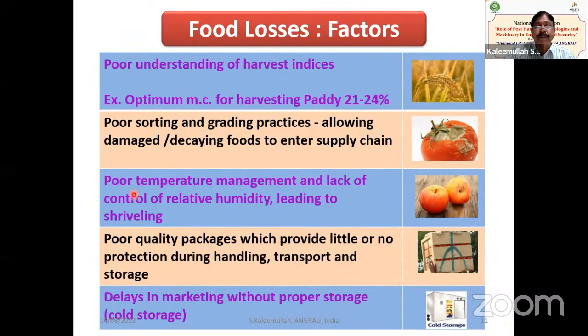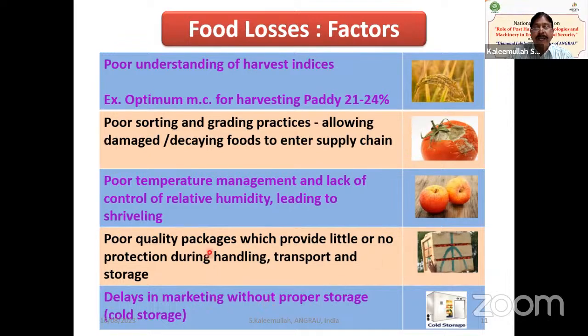And the other one is the poor temperature management and lack of control of relative humidity. It leads to shriveling. You can see here, these are completely shriveled apples in the market. If you want to sell them, you cannot sell these types of apples. That's why whenever you are storing them, you have to ensure that the apples are stored at a proper relative humidity and at the proper temperature.